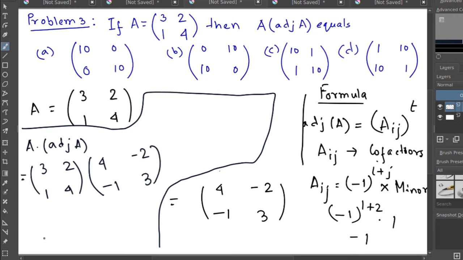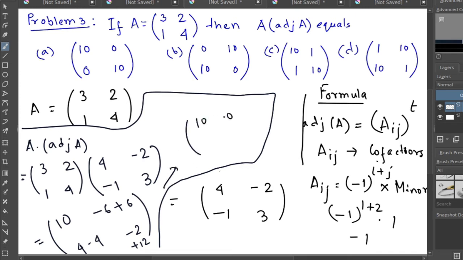If you calculate the multiplication: 3 into 4 is 12, minus 2 is 10. Minus 6 plus 6 is 0. 4 minus 4 is 0. Minus 2 plus 12 is again 10. So the matrix is exactly equal to 10, 0, 0, 10. So the first option is true.